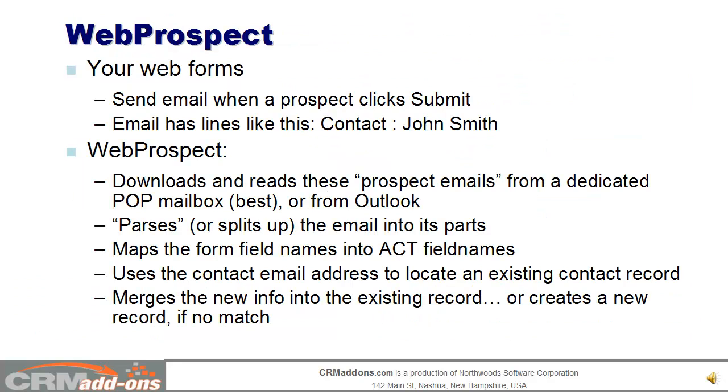Now, focusing on Web Prospect, your web forms send an email when a prospect clicks Submit. The email will typically have lines like contact John Smith phone number. Web Prospect downloads and reads these prospect emails from a dedicated POP mailbox, which is the best approach, or from Outlook. It splits up the mail into its parts, maps the form field names into ACT field names, and then uses the contact email address to find an existing contact record. Then it merges the new information coming in for that contact into the existing record, or creates a new record if there is no match.